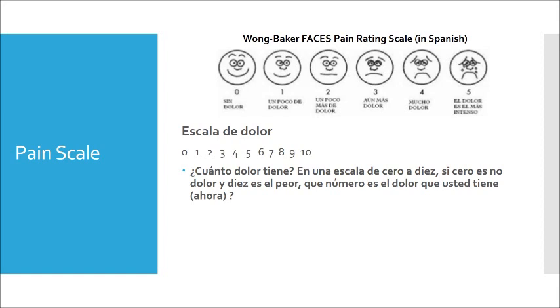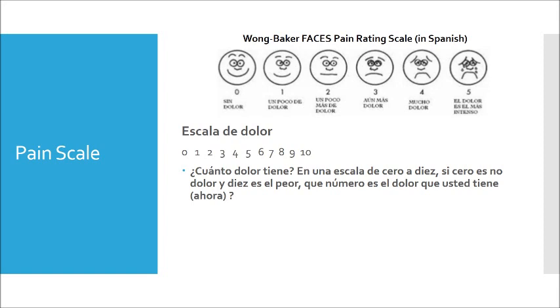¿Cuánto dolor tiene? Es una escala de 0 y 10. Si 0 es no dolor y 10 es el peor, ¿qué número es el dolor que usted tiene ahora?